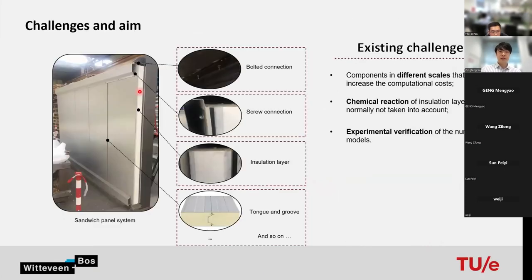So but if we look into the sandwich panel system, you will be surprised how many details are there. For example, they have so many connections which connect to the steel frame with the column using the bolted connection. They also fix the sandwich panel with a steel section using the screw connections. They also have the insulation layer, which is a very complex chemical material.